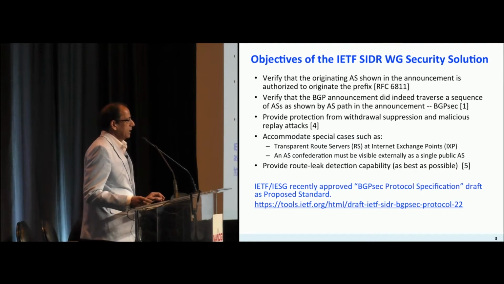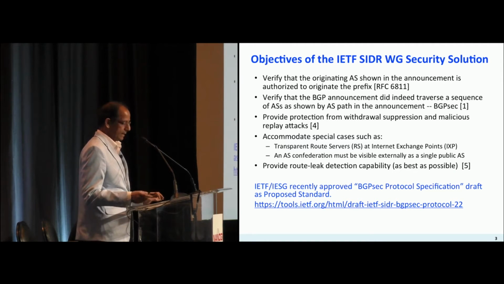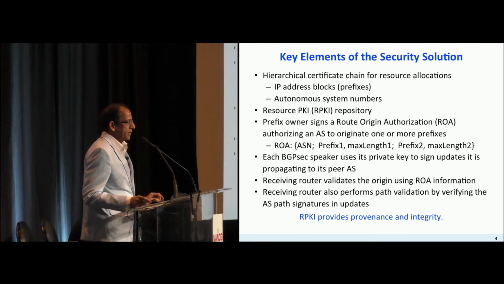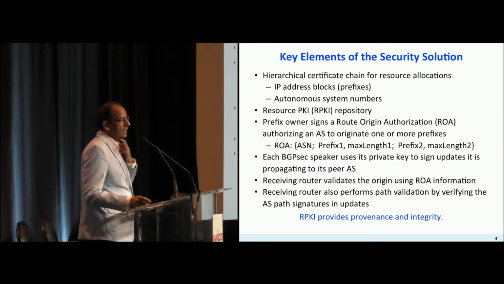Route leaks detection and mitigation work has been in progress in the IDR working group, and there are a couple of drafts there that are under consideration. The key elements of the solution that has been developed for origin validation and BGPsec path validation, I'll try to briefly talk about that here.